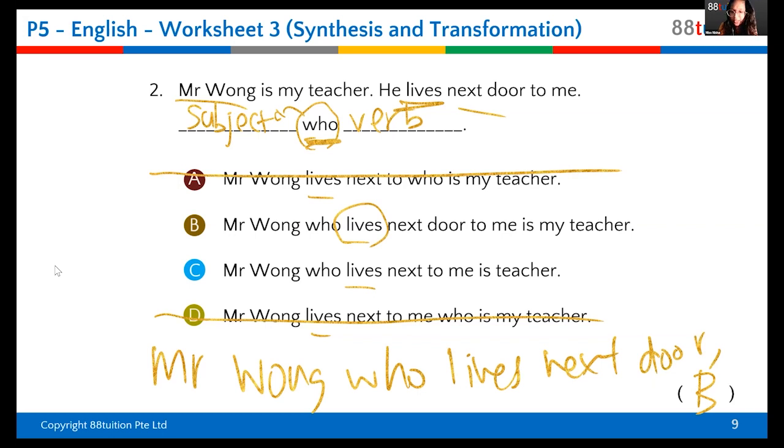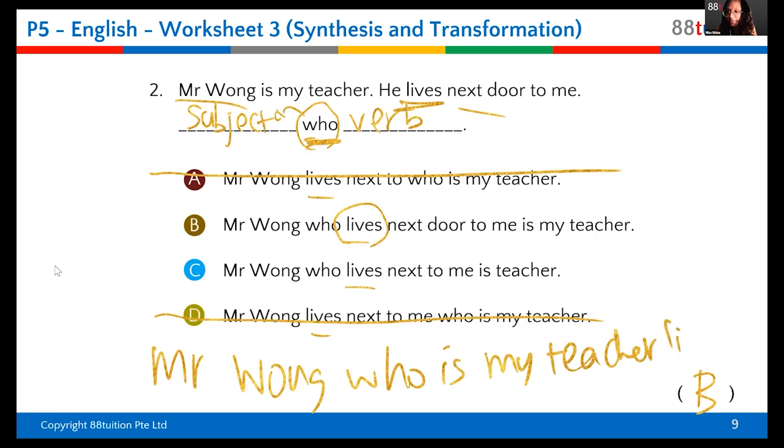Sorry. What am I writing? Mr. Wong, who is my teacher, lives next door. This will be a better answer. Okay, it will be a better answer. Why? Because who what? Who is he? He's a teacher. "Is" is a verb, by the way.